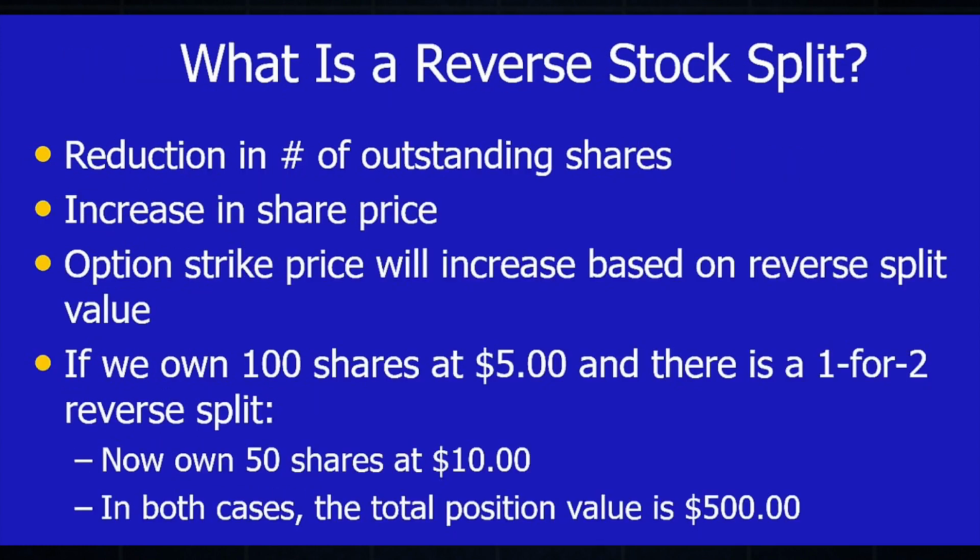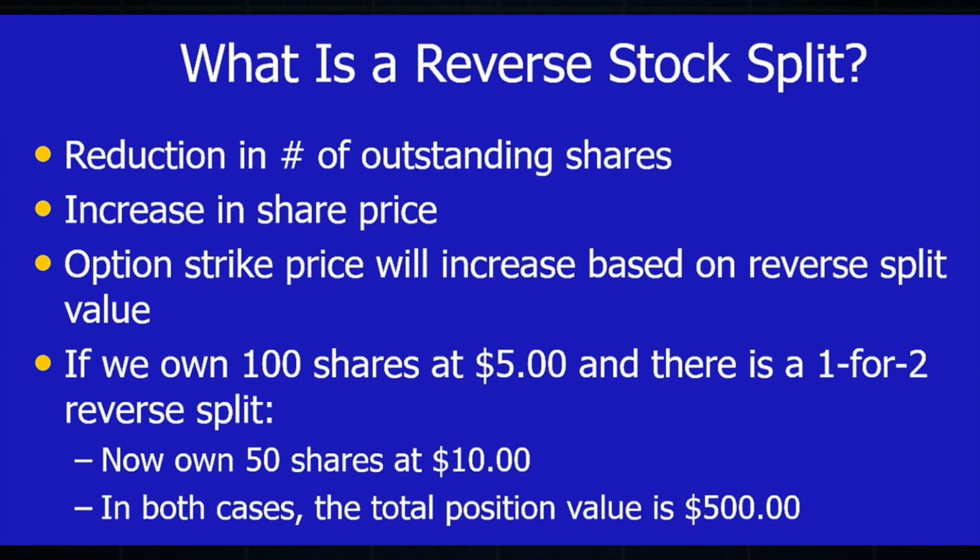So let's focus like a laser on reverse stock splits, which are just one of the possible contract adjustments. This is where there's a reduction in the number of shares outstanding, but an increase in share price, and both of those events occur by the same factor. An option strike price will actually increase when a reverse split takes place, because the price of the underlying security will go up and therefore the strike price must go up also.